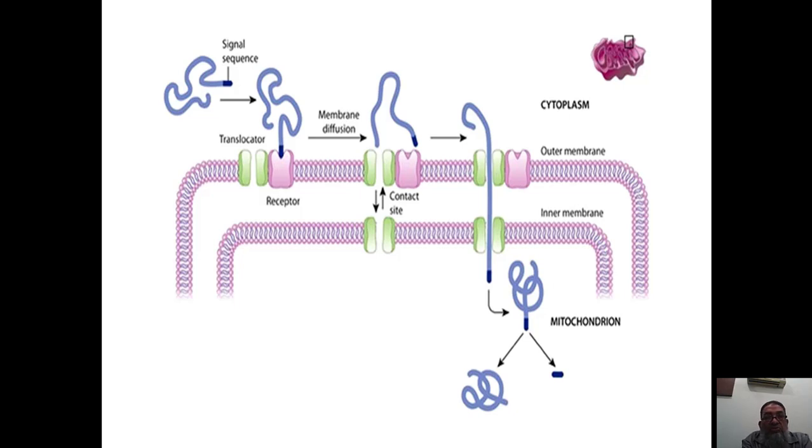Now look at the picture of this porin complex and translocator protein. Now over here, a larger molecule of a protein that is more than 50 angstrom, that protein has a special signal sequence, signal peptide or signal sequence. This special signal approaches the receptor sites. These are the receptor sites.